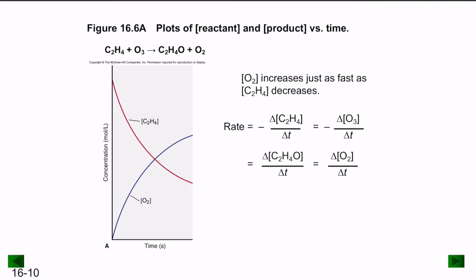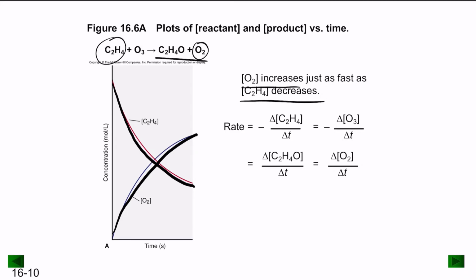So let's take the reaction here. C2H4 plus O3 gives C2H4O plus O2. Now, what is happening here is that you have two main parts. If you consider the other side as well, one is C2H4 and the other is oxygen. So notice that as C2H4 decreases, the amount of oxygen starts to increase. So O2 increases with the same rate as that of the C2H4 decreasing. Which means that the rate is nearly the same.